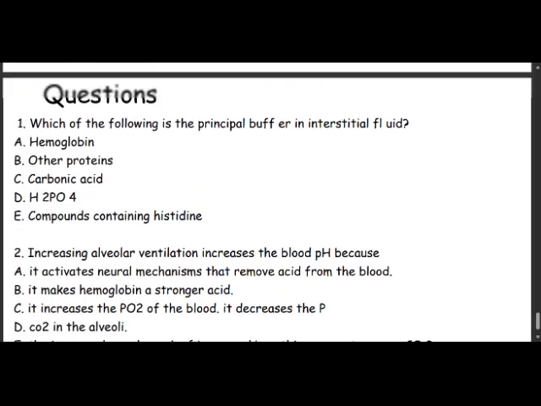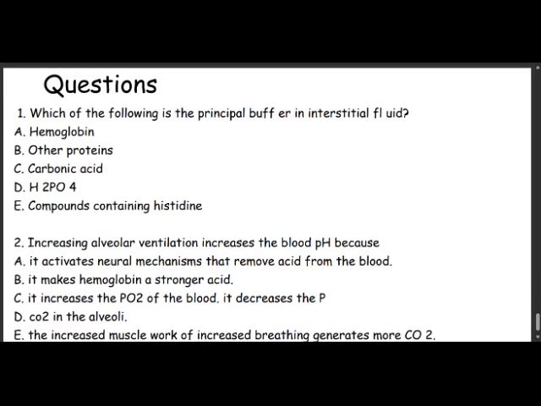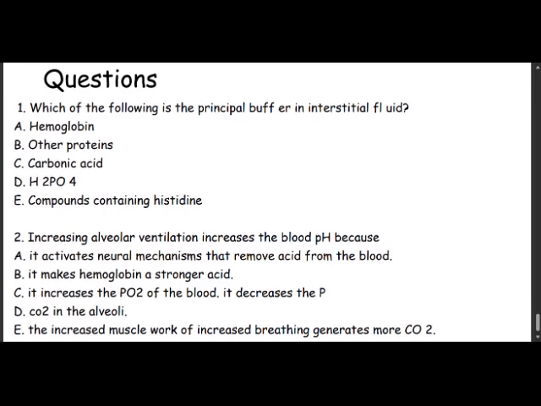Other than that, there are a few questions that we can go through based on what we have just discussed here. So number one, which of the following is the principal buffer in interstitial fluid? Principal buffer in interstitial fluid. You can pause the video and try to attempt this.